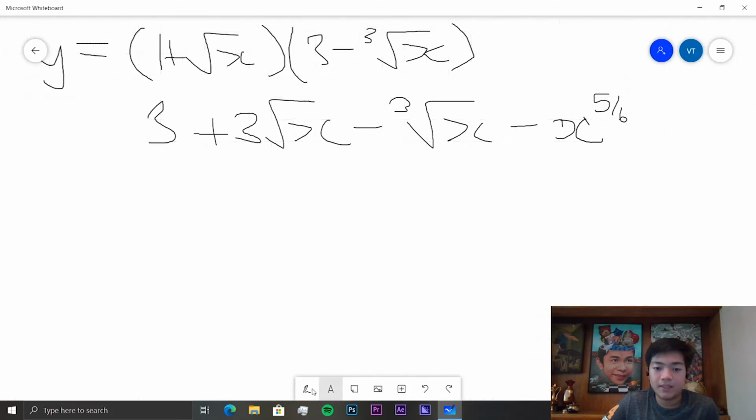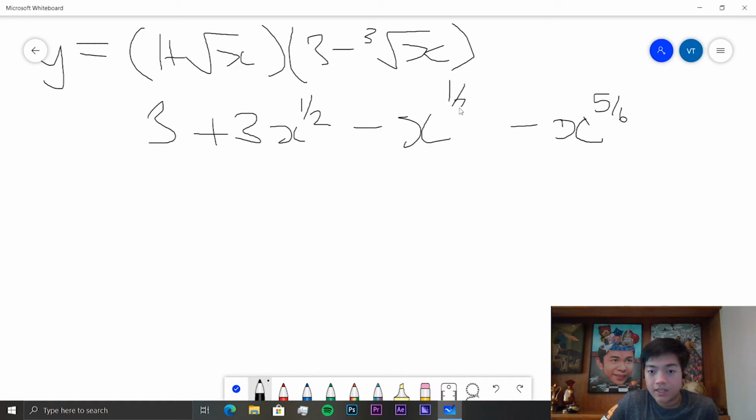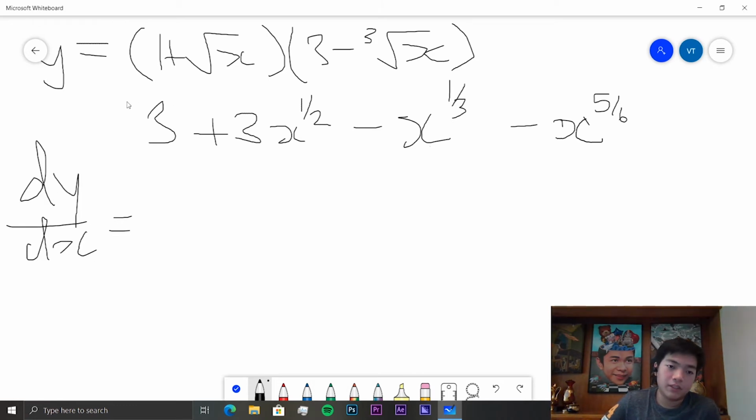So yeah, let's convert these other roots into powers. So 3x to the 1/2 minus x to the 1/3. And now we can find the result of the derivative. So dy over dx is equal to, well, if it's first is a constant, remember the derivative of a constant is 0, so we ignore that.